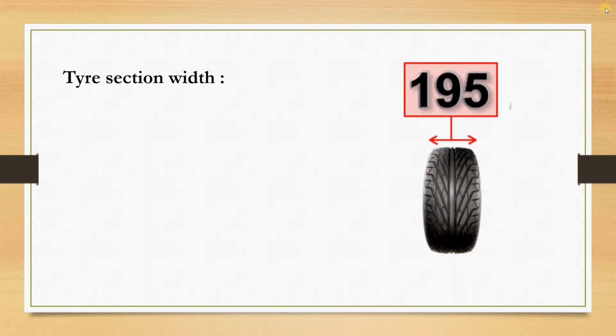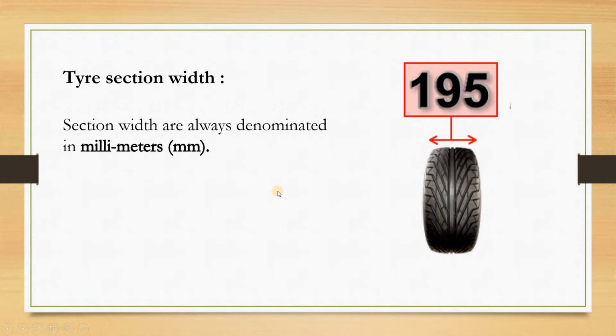So, first of all, the tire section width. As you can see in the video, the tire section width is the virtual width which we can see on the tire, which is the width of the tire section. So basically the tire section width is denominated in millimeters. So the 195 over here is nothing but 195 mm, which represents the section width of the tire.